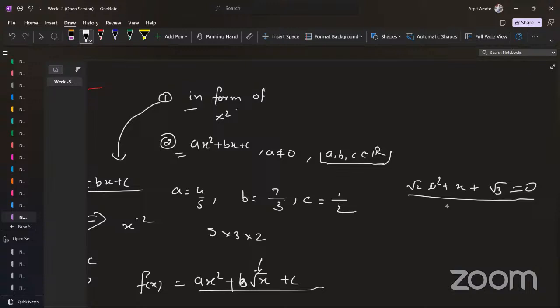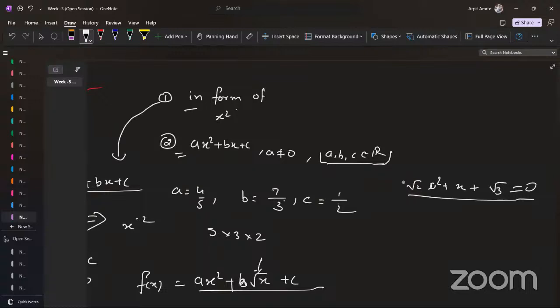Though in your lecture they are not mentioning this kind of thing, in the exam they can ask that kind of question as well. So that is why I am taking this a, b, c from the real numbers. It doesn't matter whatever number you choose, the whole equation is said to be a quadratic equation.